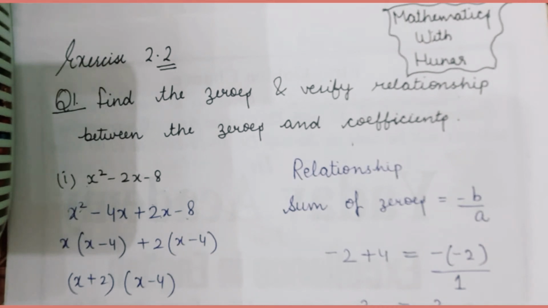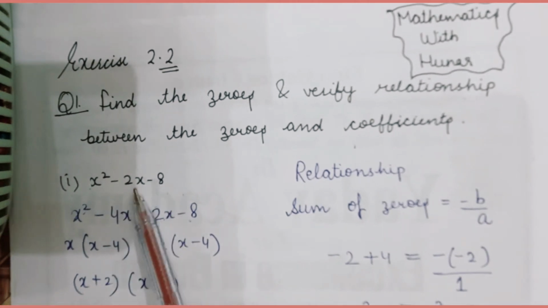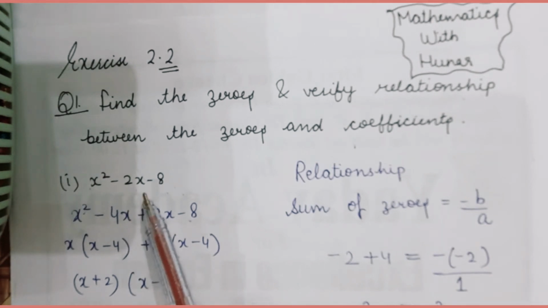Now let's start. Our first question is: find the zeros and verify the relationship between the zeros and coefficients. This we have already done in our introduction part. Now we have to discuss only the sums. Question first: x square minus 2x minus 8. You have to split the middle term 2x. How will you split it?